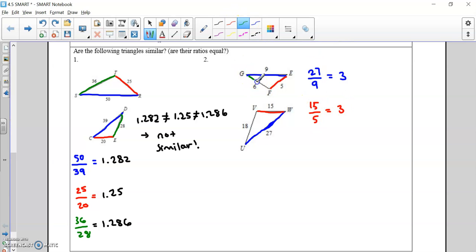All right, last ratio. The 6 must go with the 18 because there are no other sides left. And so I'll do 18 divided by 6. Now 18 divided by 6 is also 3. So now that we see that all three pairs of ratios are equal to 3, they're all the same, so we are similar.